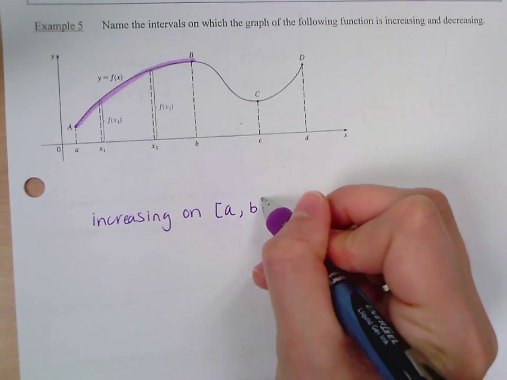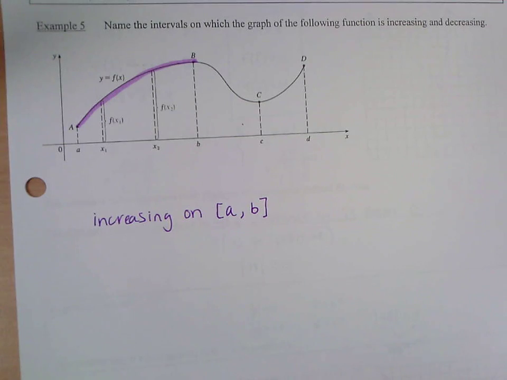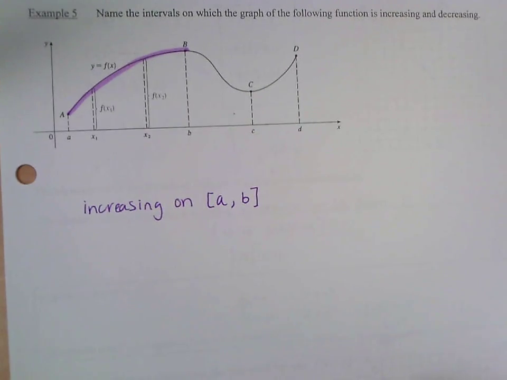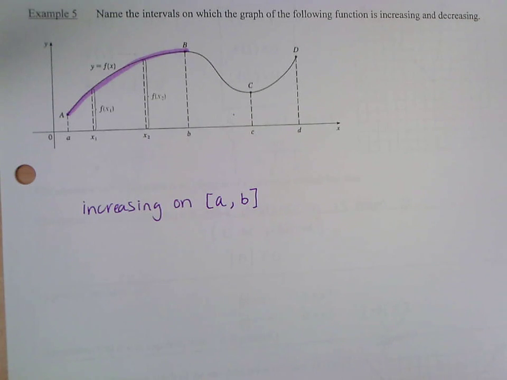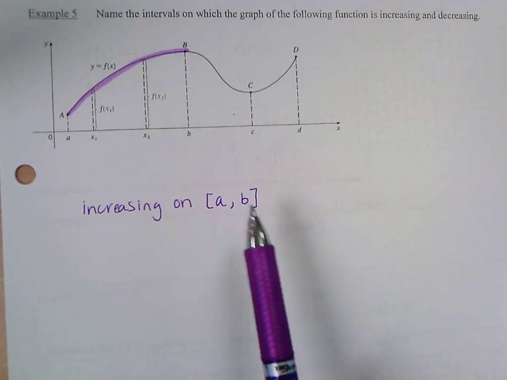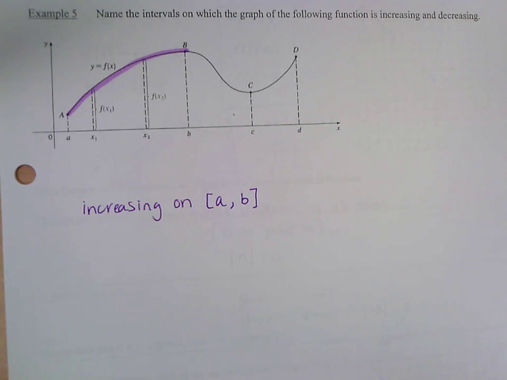Now, one thing I always get asked is when you're naming intervals for increase or decrease, do you use brackets or do you use parentheses? Different textbooks or answer keys will show both brackets and parentheses. And from what I understand, even hearing from people that grade AP tests, it doesn't matter which one you use. They would accept either one. I know I just put brackets here. Normally you'll see me put parentheses, but it doesn't matter, is what I've been told.